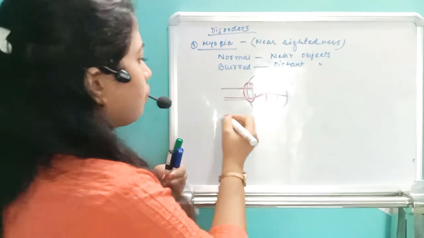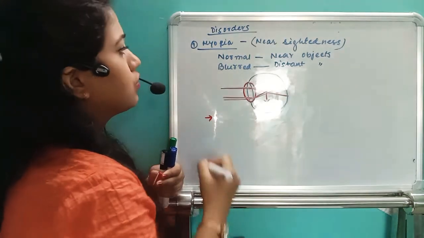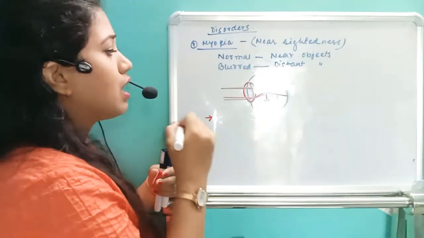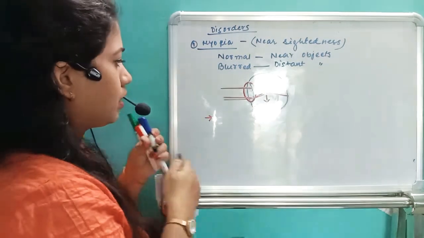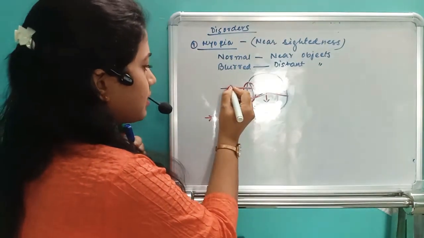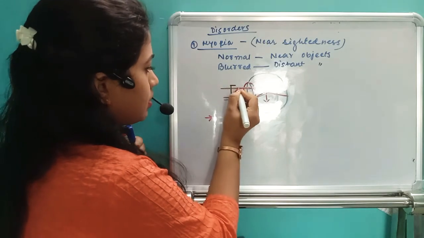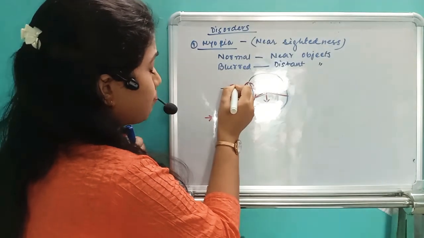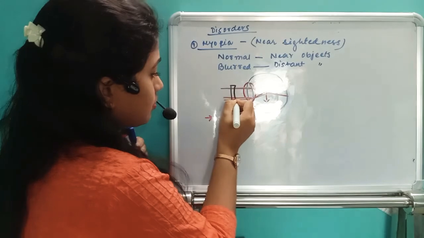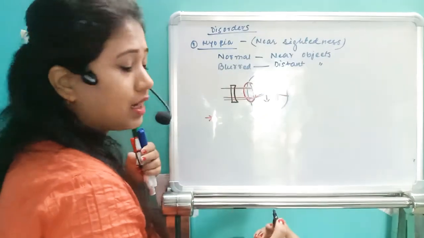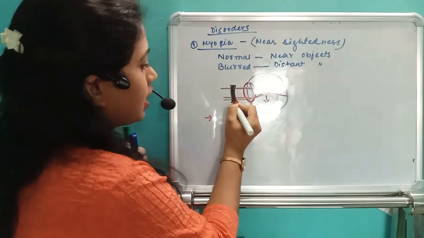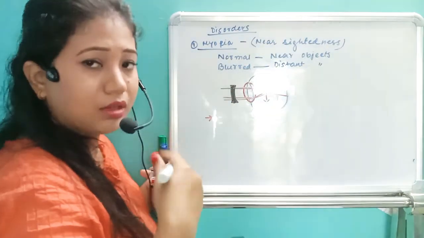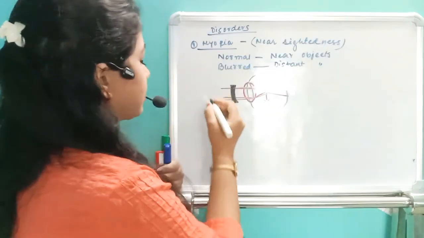So this individual can correct the myopic condition. What type of lens needs to be prescribed? A concave lens should be prescribed, and only then can that individual correct this condition.